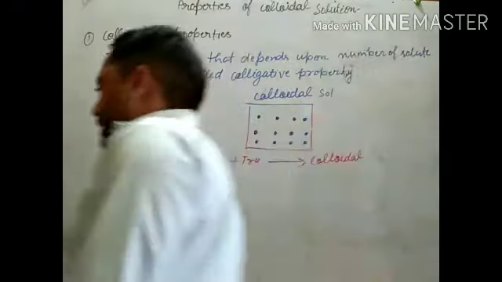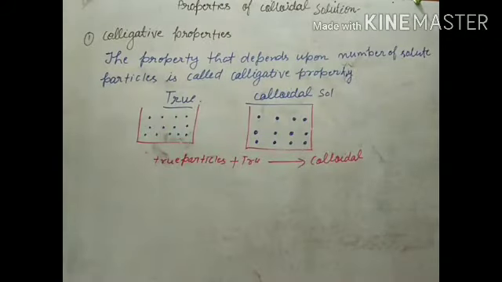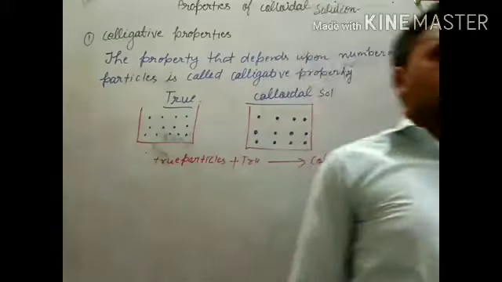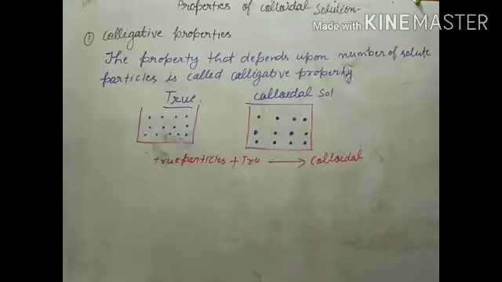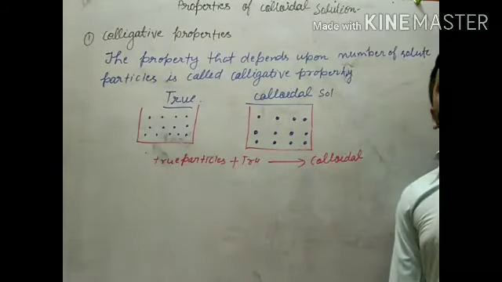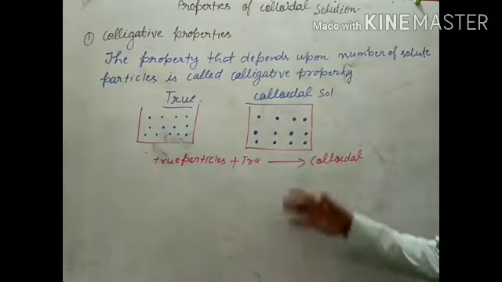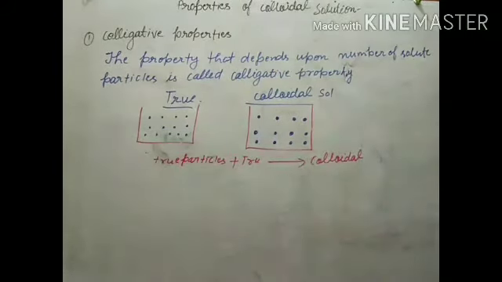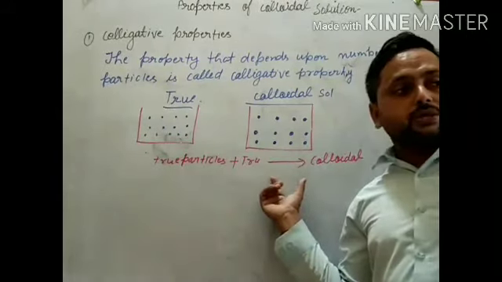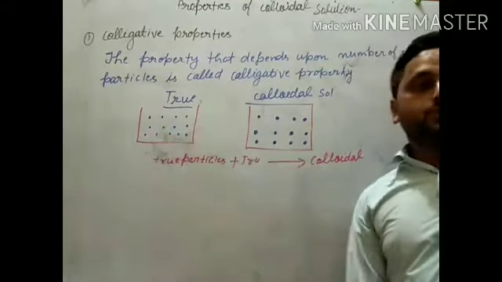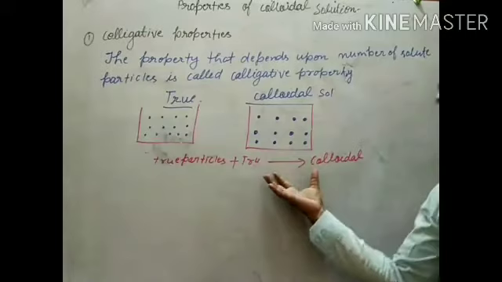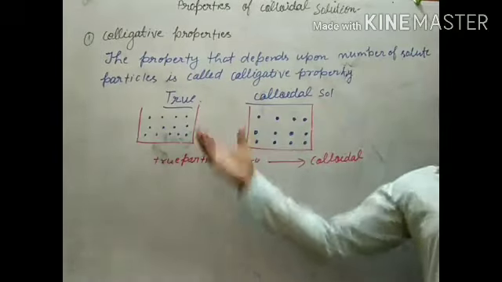So this is the colligative property. And what are the colligative properties? Relative lowering in vapor pressure, elevation in boiling point, osmotic pressure, etc. The property that depends upon the number of solute particles in a solution is called colligative property. If we take a true solution and a colloidal solution of the same concentration, the number of particles in colloidal solution is lesser than the true solution. So the colligative property of colloidal solution will be lesser than the true solution.